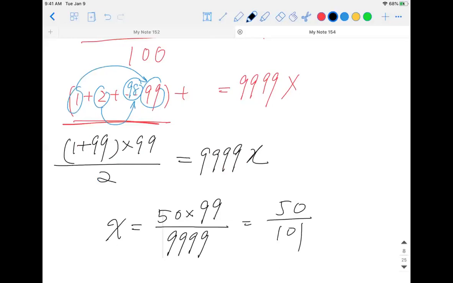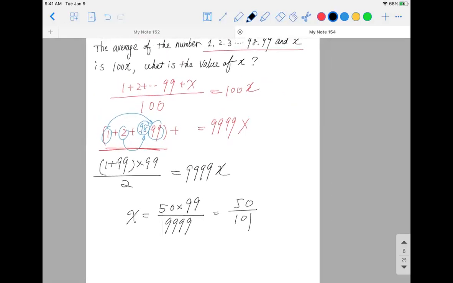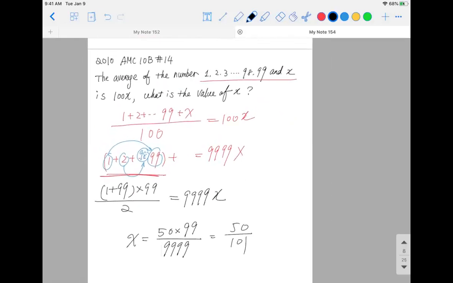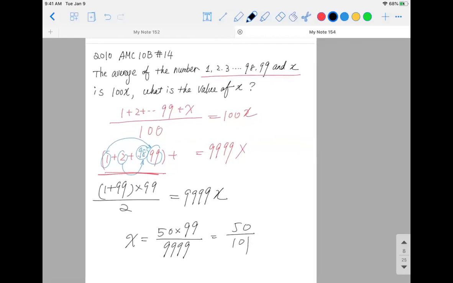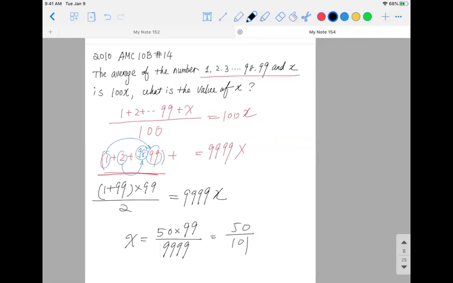50 over 101. I think you guys all have some calculation error, but this should be a relatively straightforward problem, right? Like the concept, it doesn't really ask you to do anything flowery. As long as you know how to do the calculation, you should basically solve this problem without any pressure. All good? Okay, this is question number 1. You just basically use the definition, how to calculate the sum, how to calculate the average.